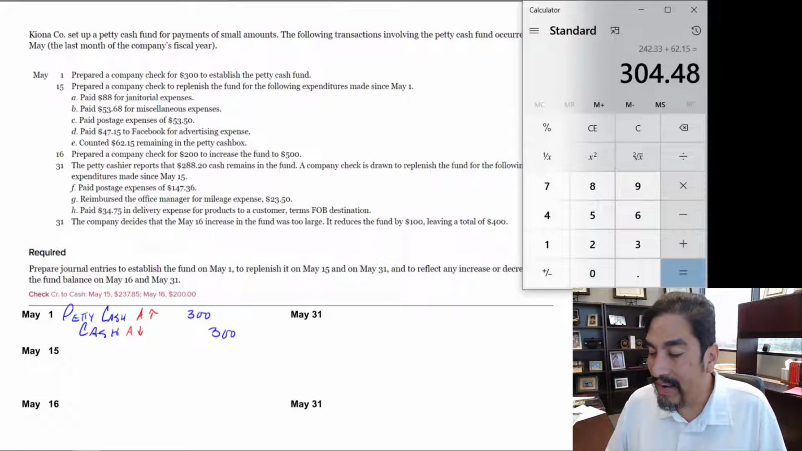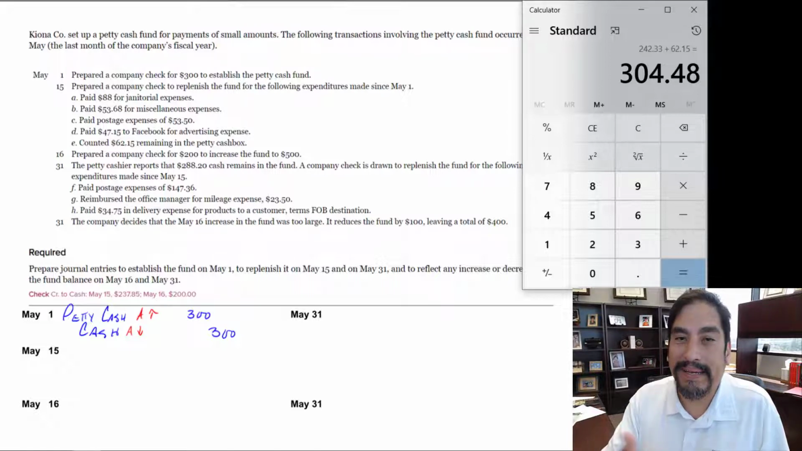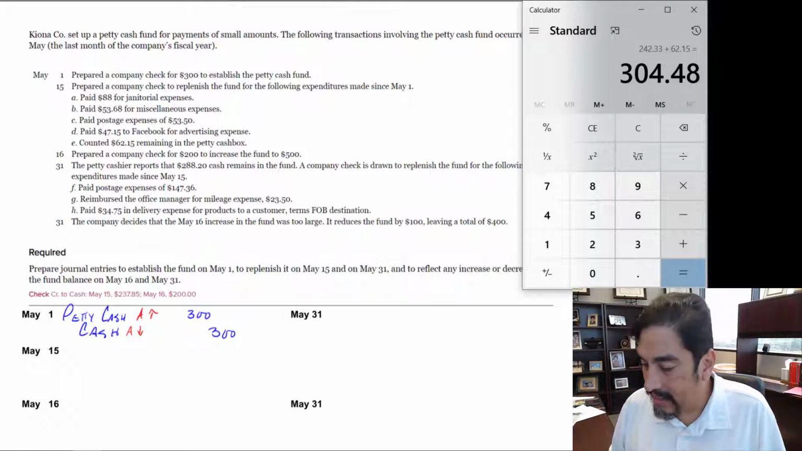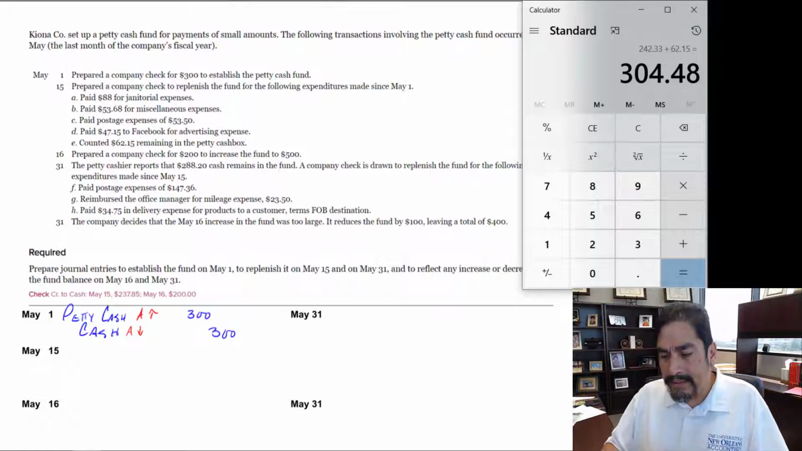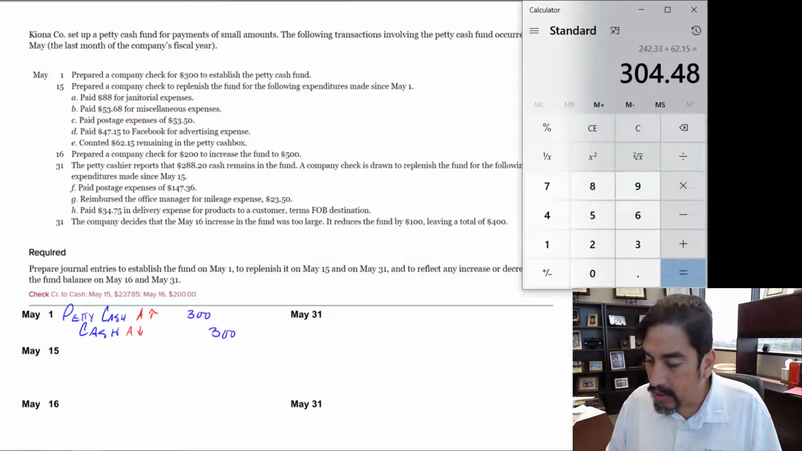We have $304.48. So we made a mistake somewhere, and there's an extra $4.48 in there. Okay, so I just wanted to do that really quick so we could see where we stand. Let's get back to the journal entry.